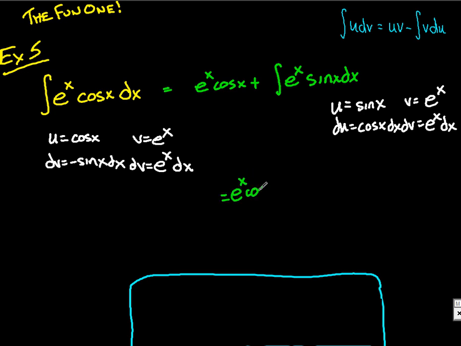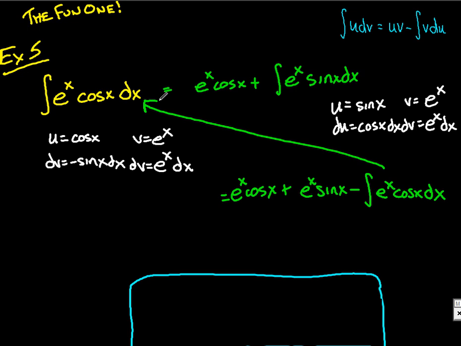The e to the x cosine x stays the same, plus this integral, now using this new formula. So u times v, so it would be e to the x sine of x, minus the integral of v times du. And guess what? We got another integral that we don't know how to use. However, what do you notice about that integral? Go back to the very beginning. It's the exact same integral that we began with.